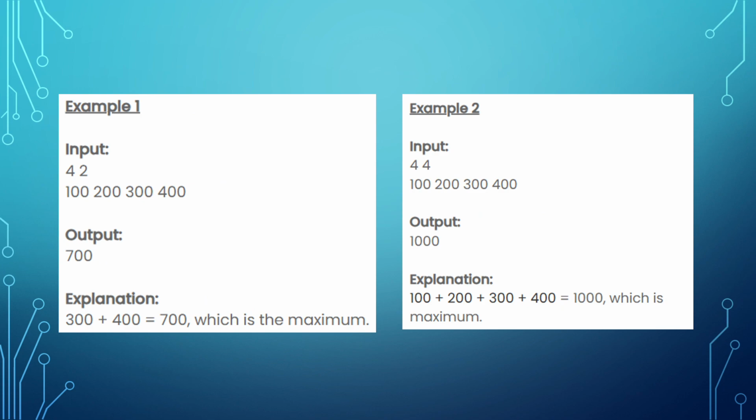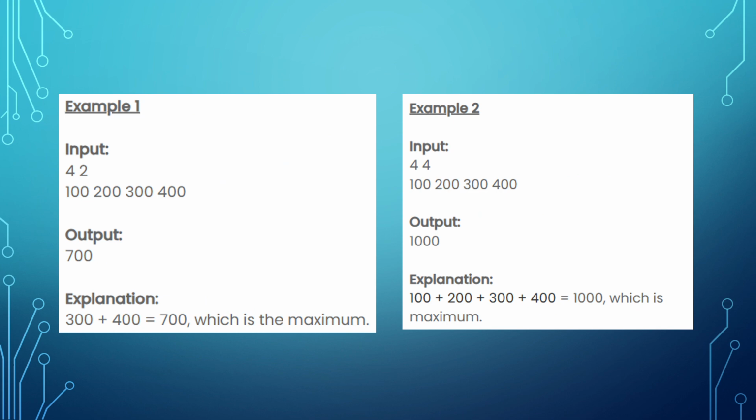And then we are given the sales data for n days, which is 4 days over here, which are 100, 200, 300 and 400. And we are asked to compute the maximum revenue which we can achieve for a consecutive period of 2 days. So let's do it manually. First we will be considering 100 and 200. So the revenue will be 100 plus 200, which is 300.